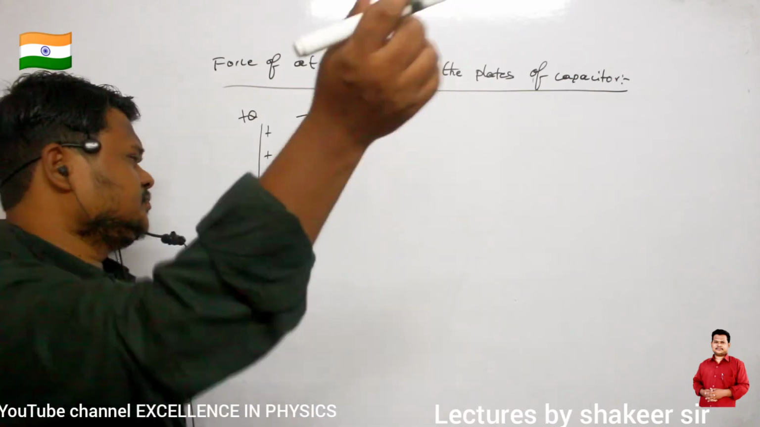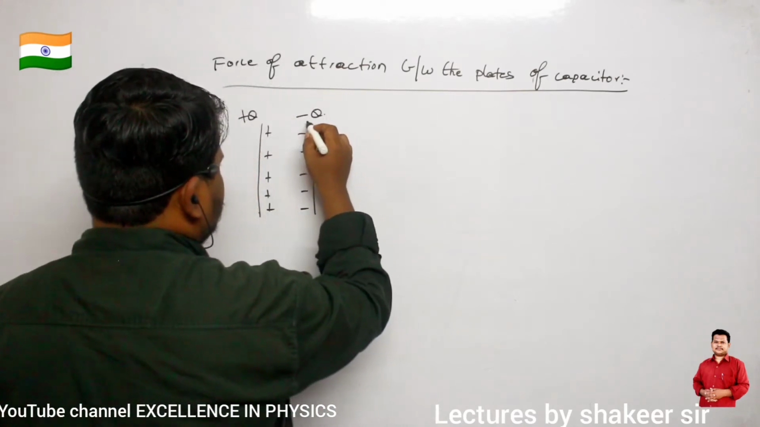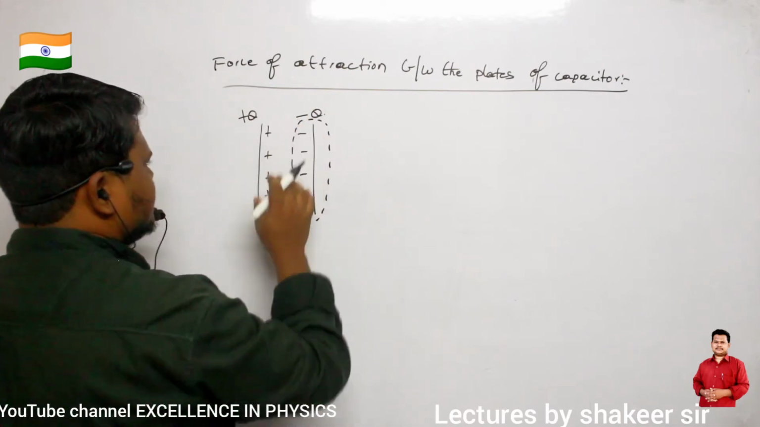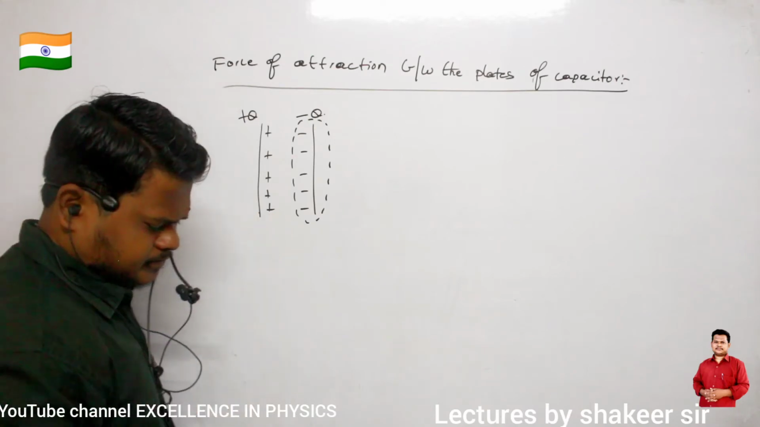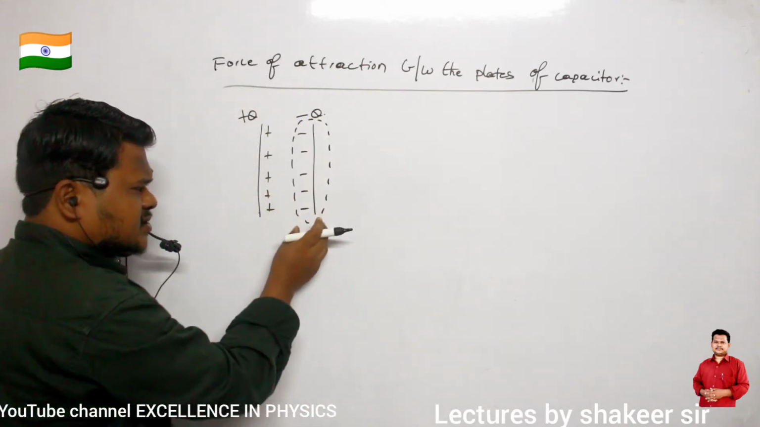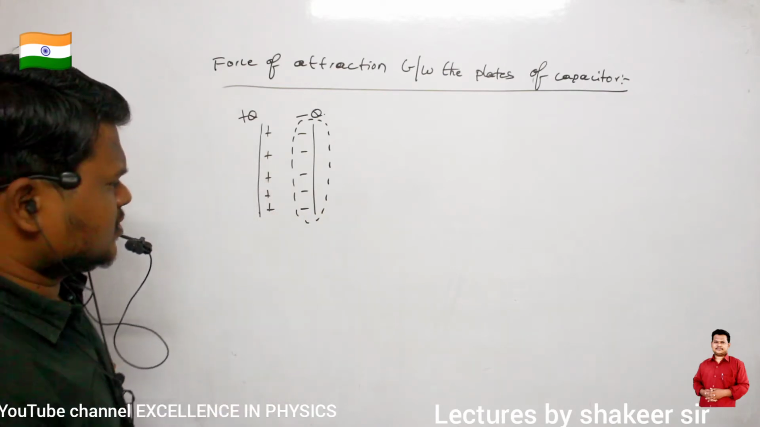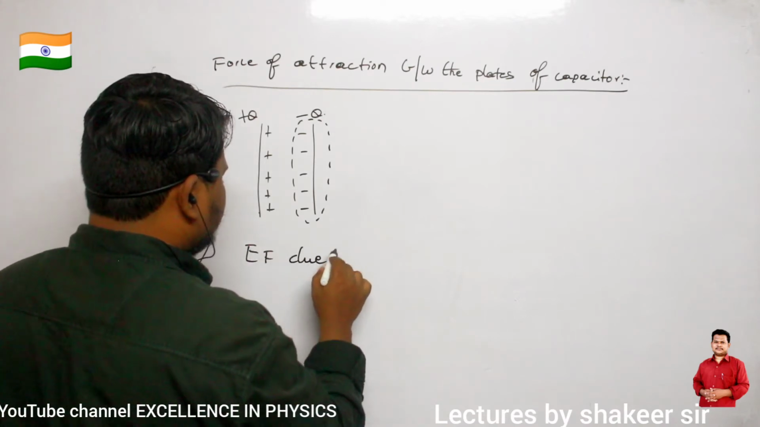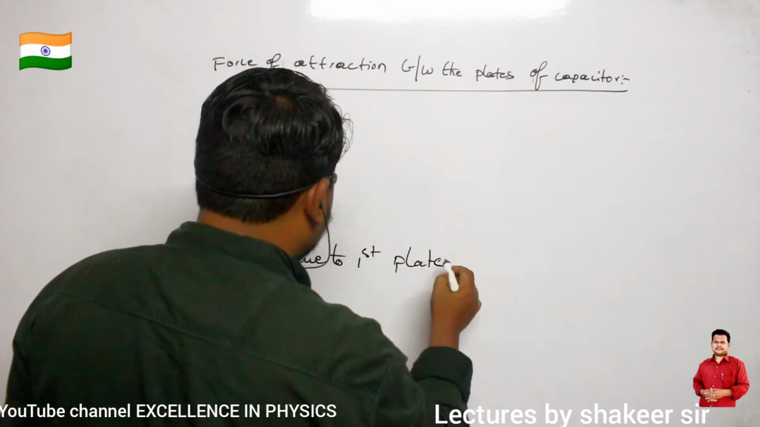See, very simple. This second plate, which has a charge of minus q, is present in the electric field of the first plate. The second plate, which is negatively charged, is present in the electric field of the first plate. So what is the electric field due to the first, positively charged plate?